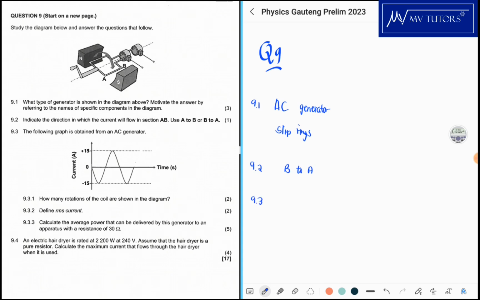Now 9.3. The following graph is obtained from an AC generator. We can see I max is 15, the minimum is negative 15, maximum is positive 15. For 9.3.1, how many rotations of the coil are shown in the diagram? If you're not sure, just check for yourself where there is a full wave. This is the full wave, and then we have half the wave. So basically we have 1.5 turns.